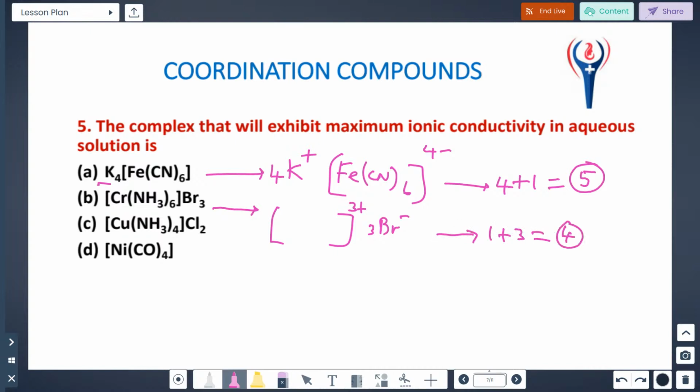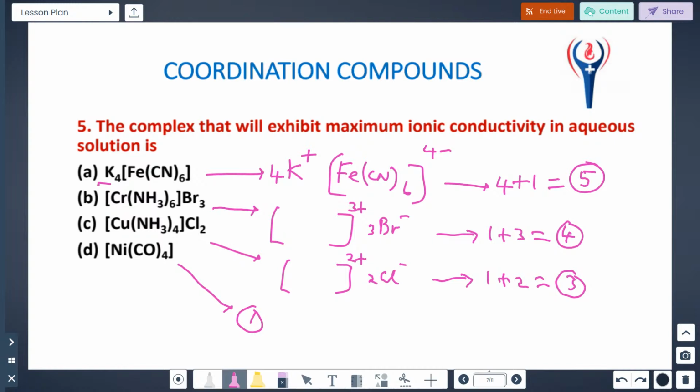Here, how many Cl outside the bracket? Cl minus, 2 times. Understood? Then the complex is 2 plus. So 1 complex plus 2 chloride ions, 1 plus 2, we have 3. Now this one is a neutral complex, meaning no charge at all. It is considered as only one species, so it will not conduct.